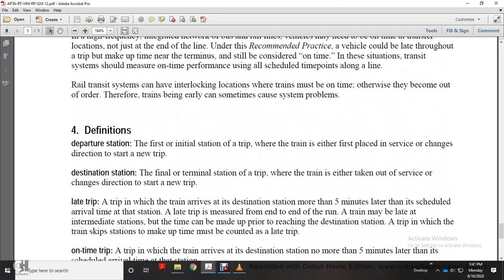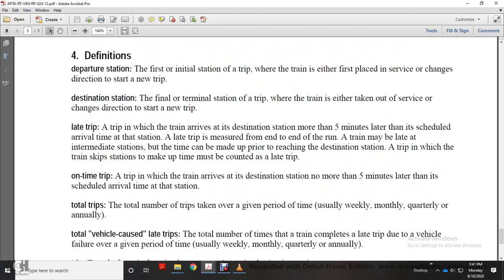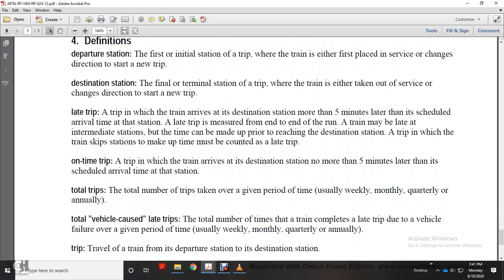Late trip: a trip where the train arrives at the destination station more than 5 minutes late relative to the scheduled arrival time. Late trip measures the end-to-end run. A train may be delayed at intermediate stations but the time can be made up prior to reaching the destination station. A trip where the train skips stations to make up time must be counted as a late trip. On-time trips are those where trains arrive at the destination no more than 5 minutes later than the scheduled arrival time.